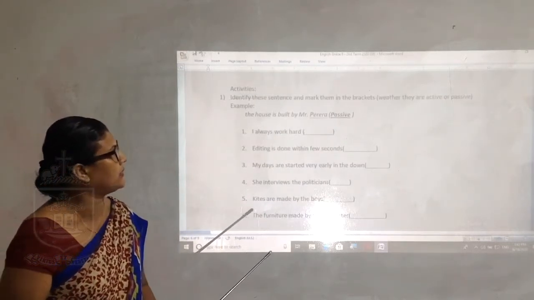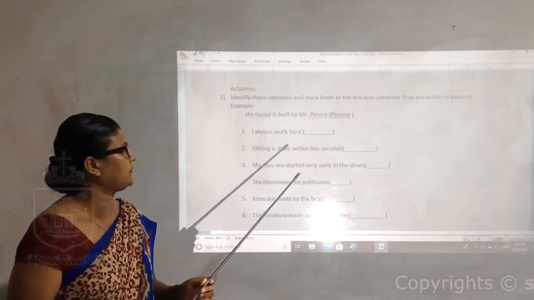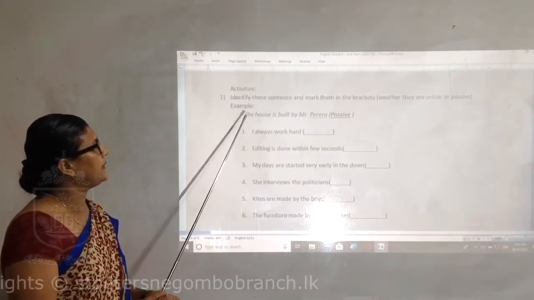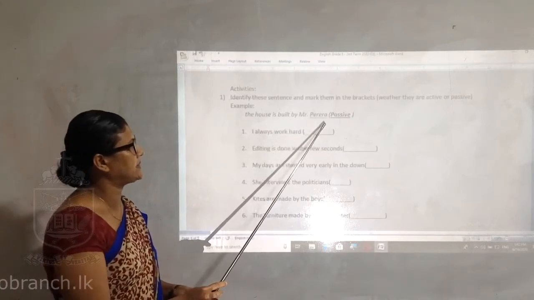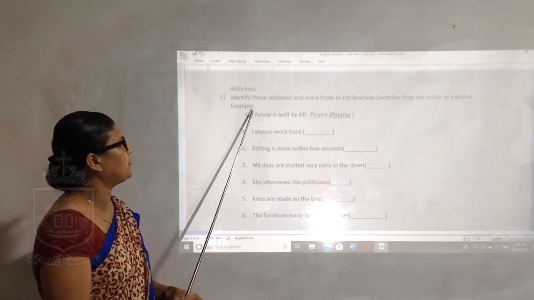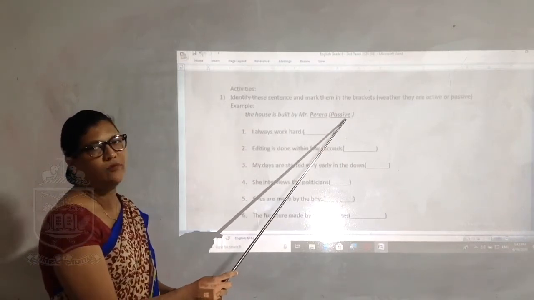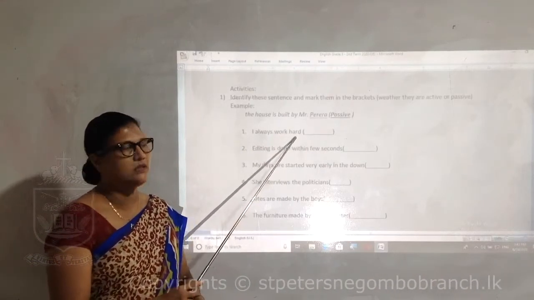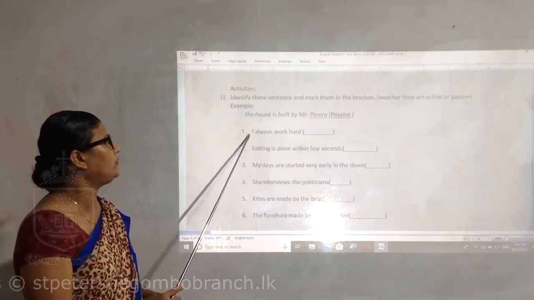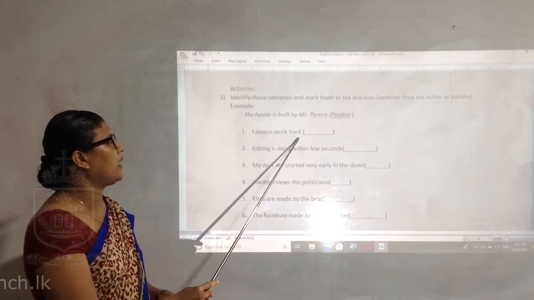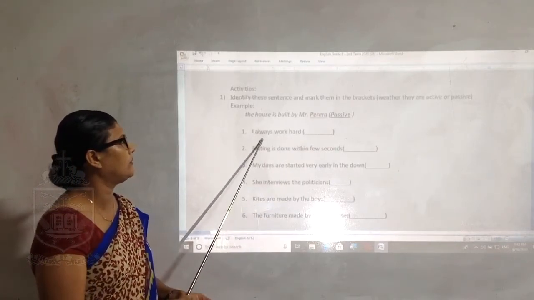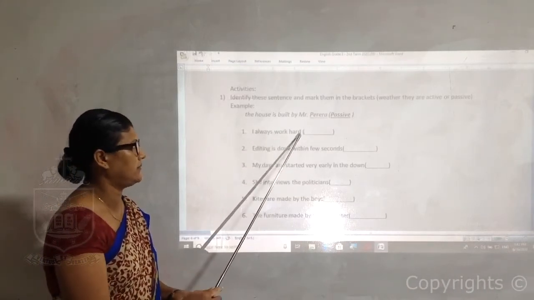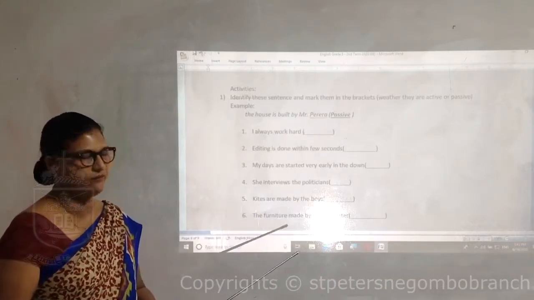Identify these sentences and mark them in the brackets, whether they are active voice or passive voice. Just to identify. Right? Let's try it. Here the example is given. The house is built by Mr. Pereira. So within brackets, you will have to identify whether it is active or passive. You have to mention it here. Right, first one. I always work hard. Is it passive or active? The doer is I, always work hard. There's no by there. So the doer is prominent here. So this sentence is active. Just write active here.